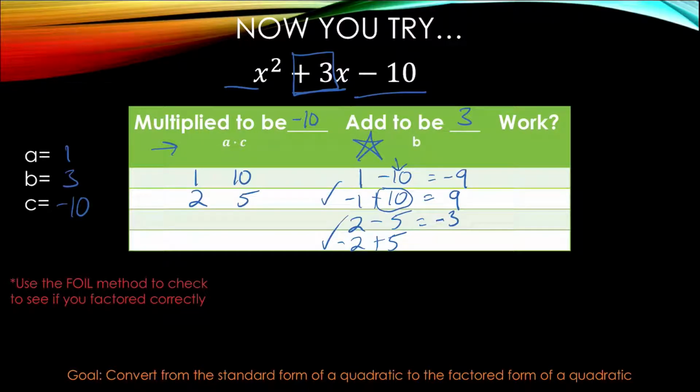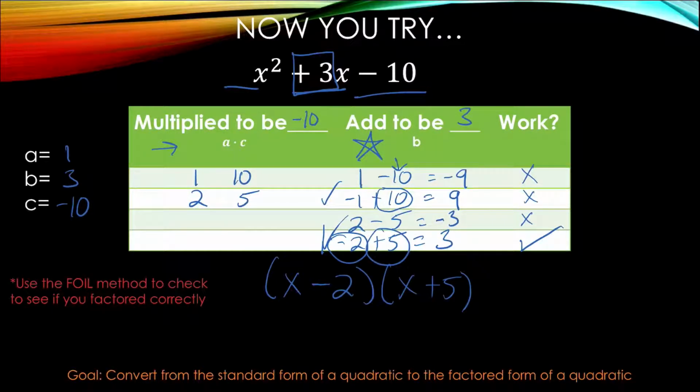Negative 3 there, positive 3 here. All right, so that doesn't work, that doesn't work, that doesn't work. That one works. Okay, now I can say x minus 2. Remember, we get the 2 from here. X plus 5. We got that positive 5 there. There's my factored form. If you want to test it, go ahead and factor it and test it.